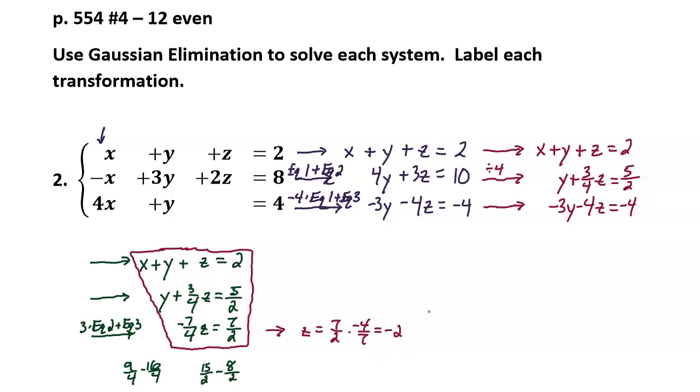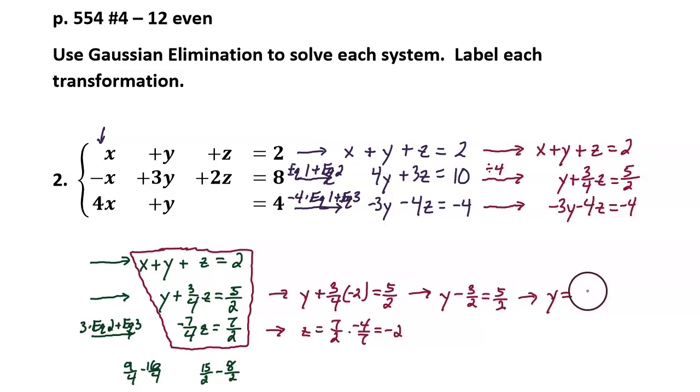Now that we know the value of z, we can go into the second equation and solve it for y. So we have y plus 3/4 times negative 2 is equal to 5/2. This means that y minus 3/2 is equal to 5/2. y is equal to 5/2 plus 3/2, which is 8/2, or 4.